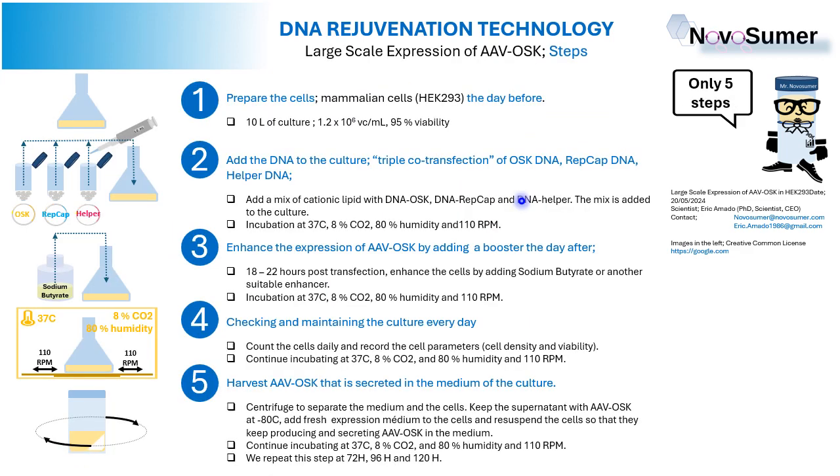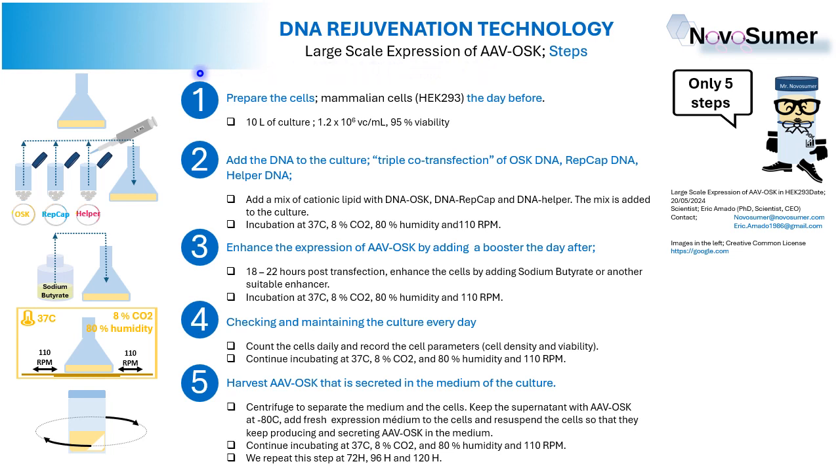Well, we are in the summary slide. This slide summarizes the 5 steps involved in producing EV-OSK inside mammalian cells, which is a process that is called large-scale expression of EV-OSK inside mammalian cells.